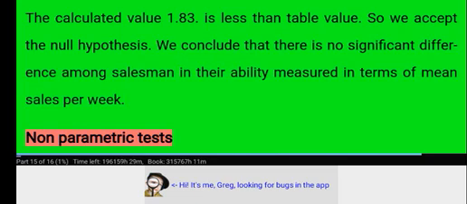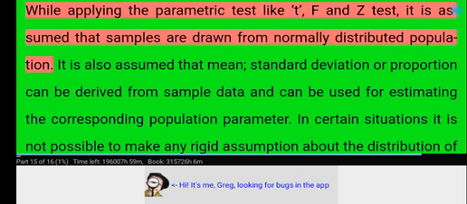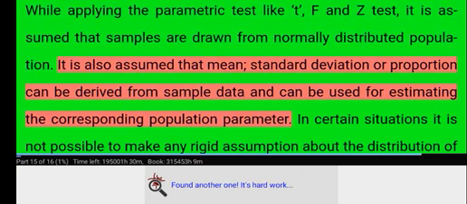week. Non-parametric tests. While applying parametric tests like T, F and Z test, it is assumed that samples are drawn from a normally distributed population. It is also assumed that mean, standard deviation or proportion can be derived from sample data and can be used for estimating the corresponding population parameter.